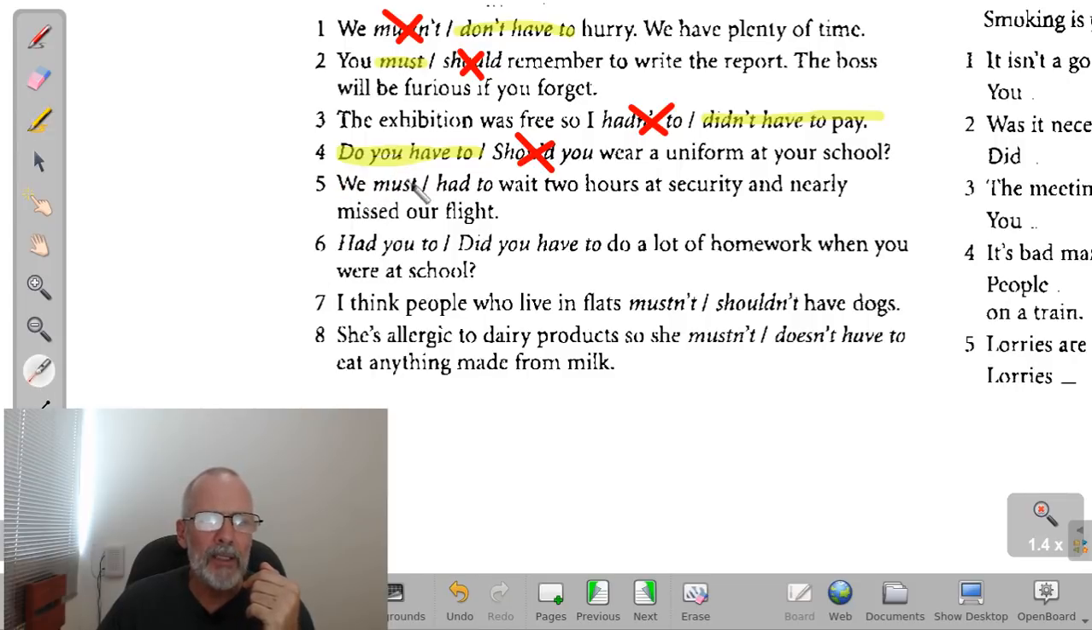Number 5, we must or we had to wait for 2 hours at security and nearly missed our flight. Which is correct? We must wait 2 hours or we had to wait 2 hours? Must, says Graciela. Jorge, we had to. We had to is the correct answer. This is in the past. Remember, we can't use must in the past. The past of must is had to. We had to wait 2 hours at security and nearly missed our flight.